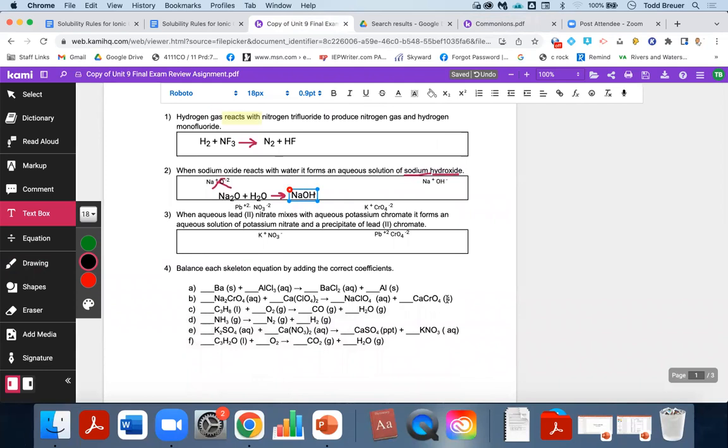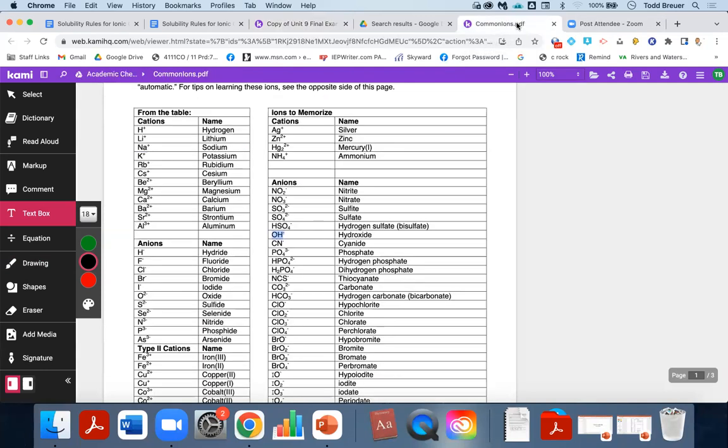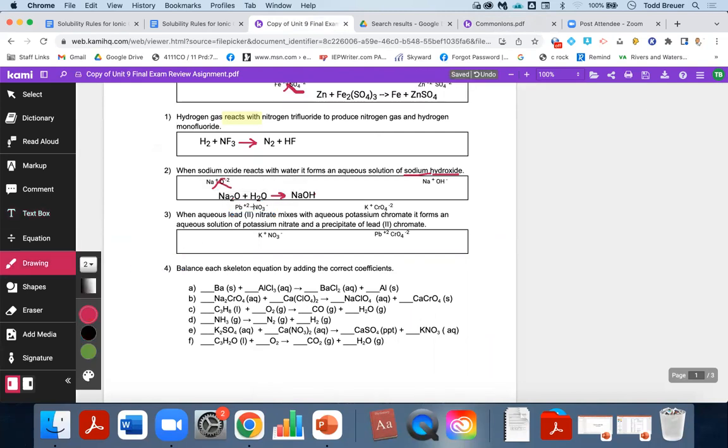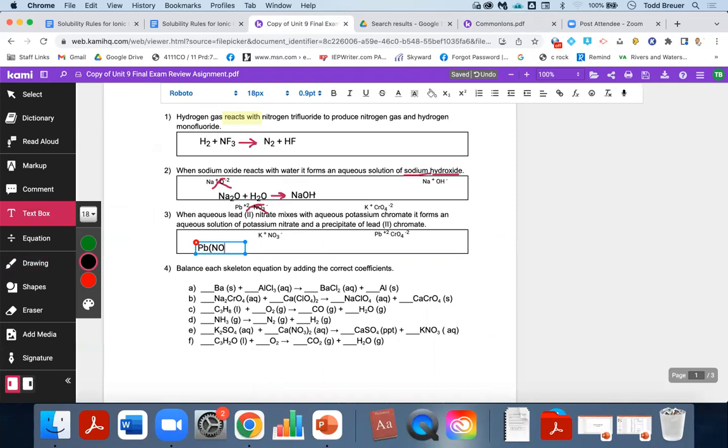Okay, number 3 is a whole bunch of different ionic compounds. Lead-2 nitrate mixes with potassium chromate. So I went to our ion chart and I got all of the charges of the ions that I needed to perform this. So when we read this one, lead-2 nitrate, +2 and -2. I'm sorry, we got that wrong. Nitrate is -1. So when we crisscross that, we're bringing a 2 down to NO3, we're bringing a 1 down to lead. So when we go to write the formula, 2 NO3s, 1 lead.